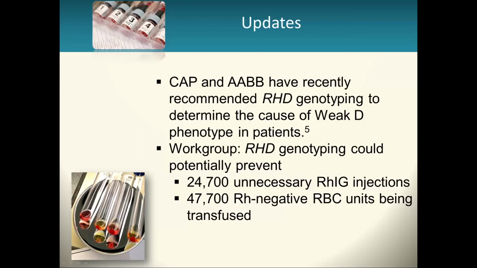Isn't it safer to forego weak D testing on all potential recipients of transfusion? Because by doing so, they'd all be managed as Rh negative and be given Rh negative blood, which is the safest thing to give. According to the workgroup's findings, by testing for weak D and performing genotyping to determine the cause, so whether the patient is genetic weak D or C-trans or partial D, this could prevent over 24,000 unnecessary RIG injections and could conserve over 47,000 Rh negative red cell units from being transfused in the US annually.